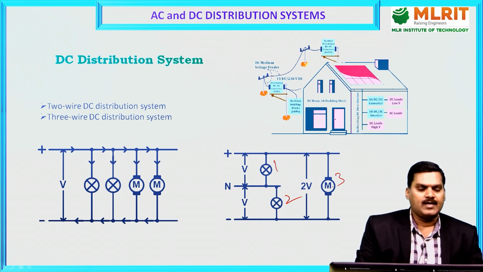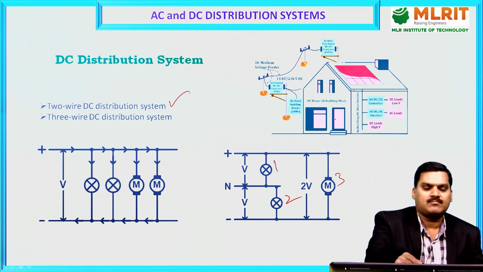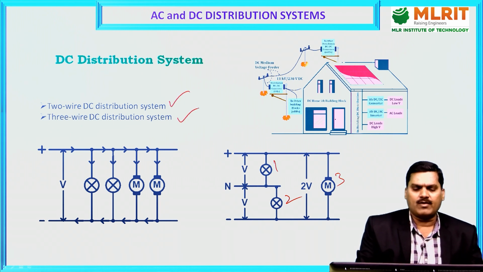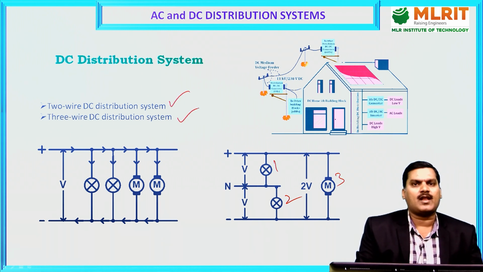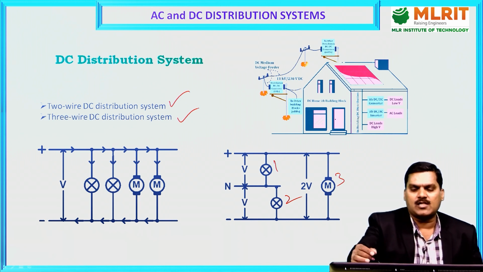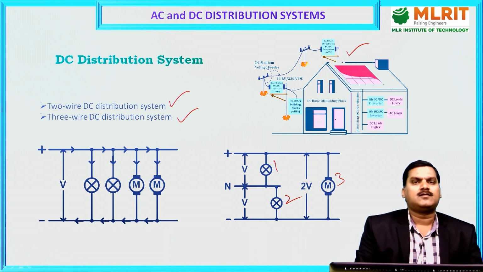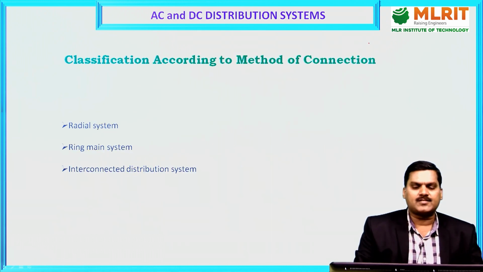That means in DC distribution, we have the 2-wire system and the 3-wire system. In some countries, they are utilizing DC distribution for households also. To houses also, they are supplying DC voltages. Next, classification according to method of connection.